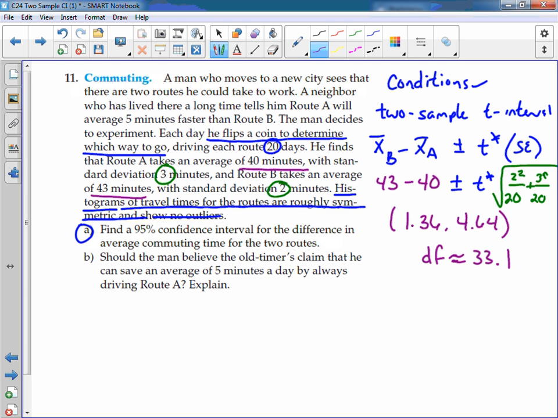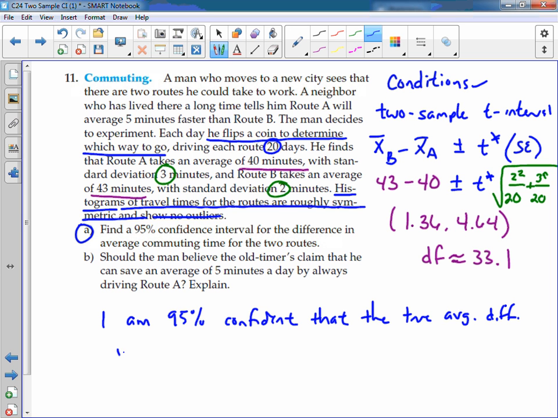Now, I have to write a conclusion. That is part of completing a confidence interval. So I am 95% confident. That you can say two ways. That the true average difference in route time is between 1.36 minutes and 4.64 minutes.